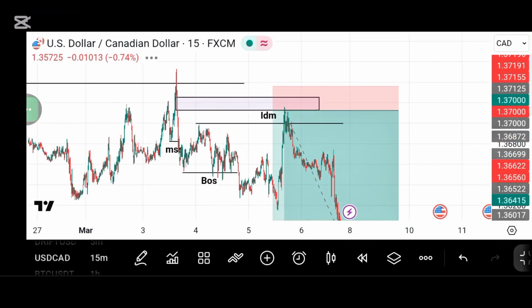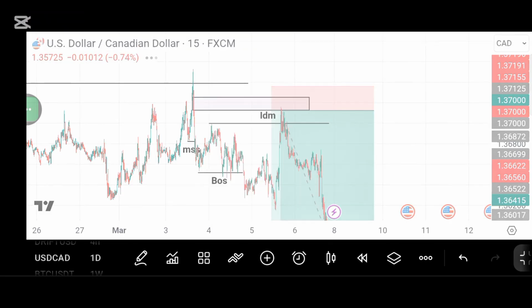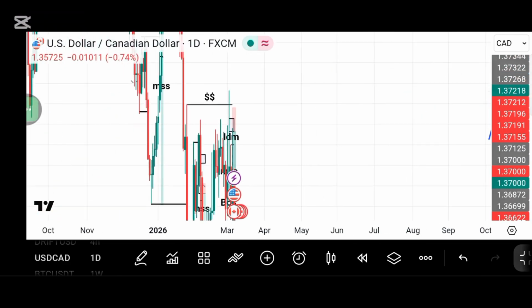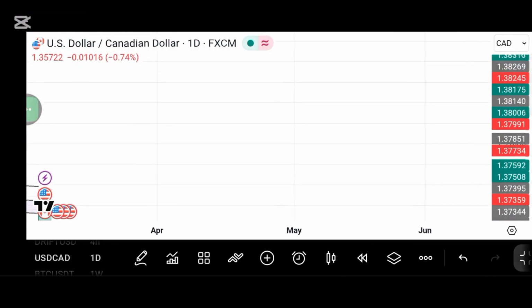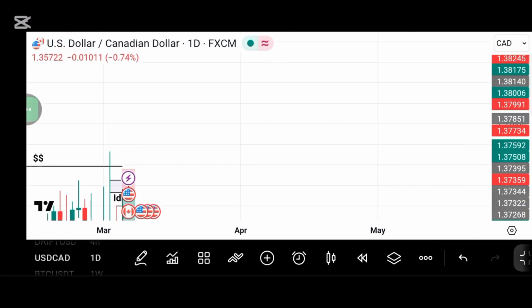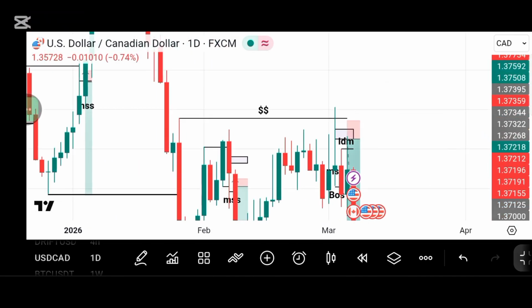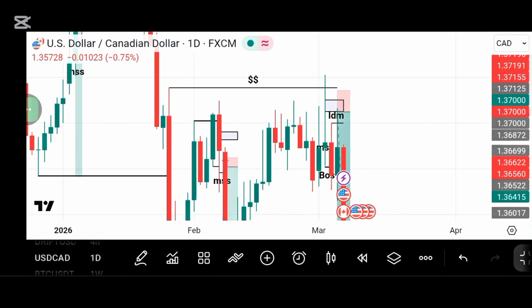So USD CAD, like I said, I stopped at the daily time frame. So on the daily time frame, after I got the whole idea of this CRT entry model, you can see it happening just like I explained here. You can see this is price mitigating this weekly time frame fair value gap, and it took out a very long term high, a swing point here.